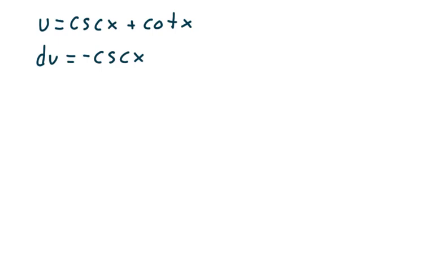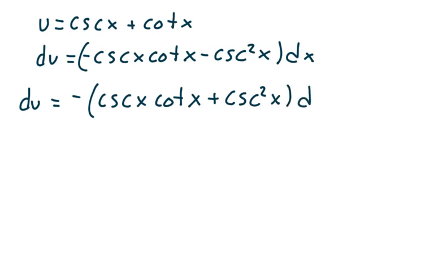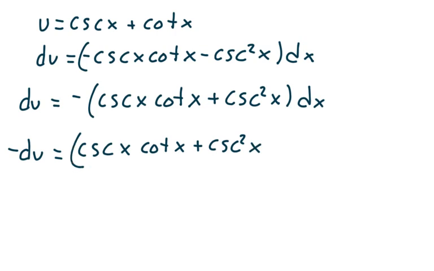Now, I'm going to let u equal cosecant x plus cotangent x. du is negative cosecant x cotangent x minus cosecant squared x dx. And so I'm going to factor out that negative. Then I get the negative of cosecant x cotangent x plus cosecant squared x dx. And so negative du is cosecant x cotangent x plus cosecant squared x dx.